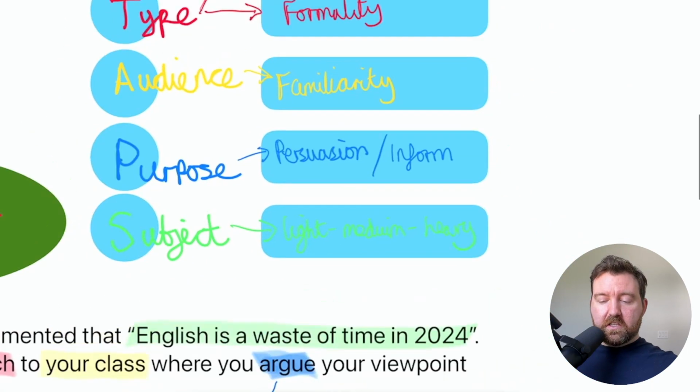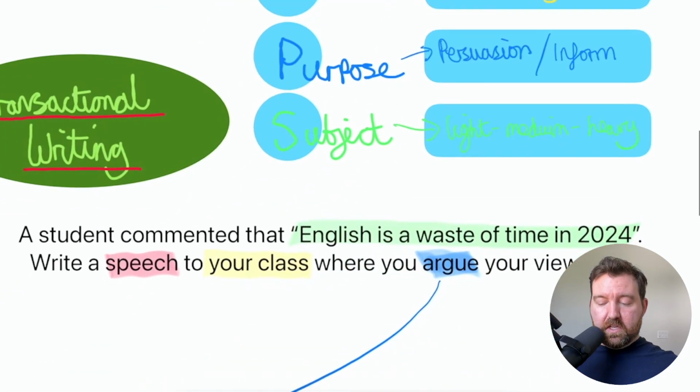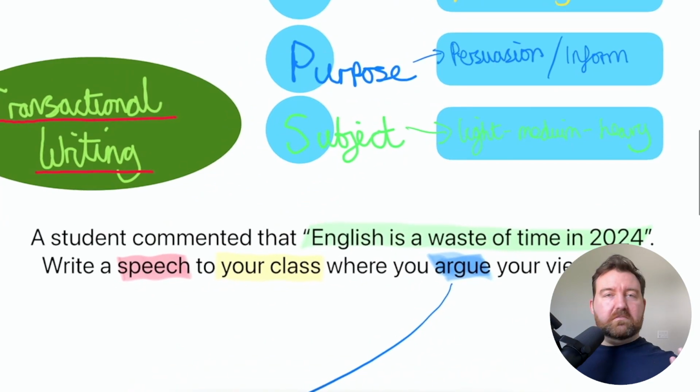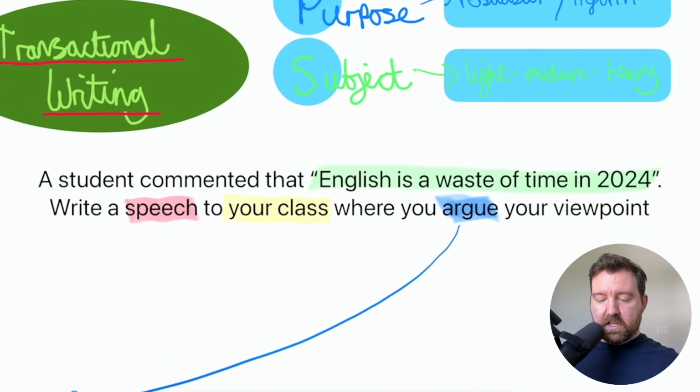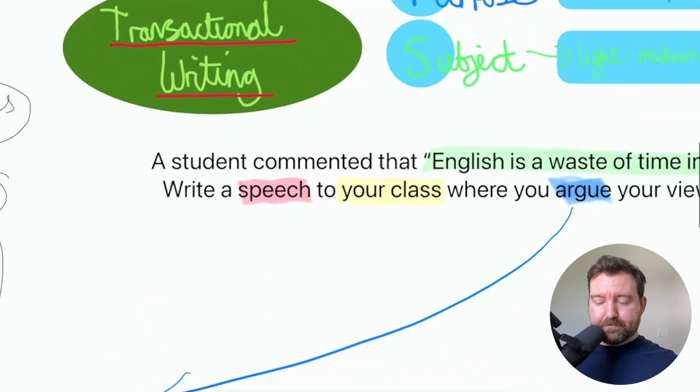So the very first thing that you do, no matter what the question is, you TAPS it. So here's an example. This is something I made up, but it could easily be the question. A student commented that English is a waste of time in 2024. Write a speech to your class where you argue your viewpoint. You'll see there's an arrow headed that way. That's going to take us into the second very important acronym in just a minute.